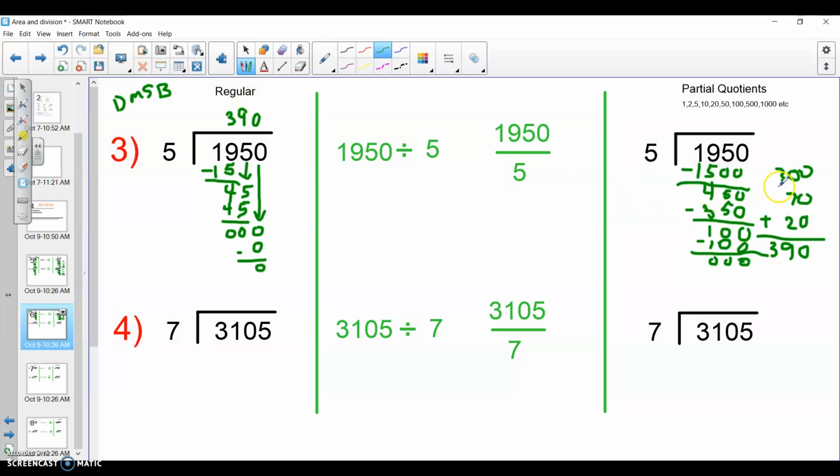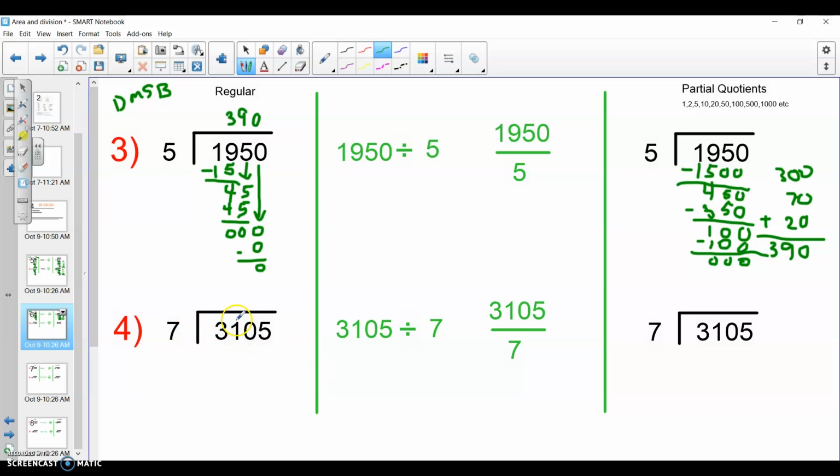Now, again, partial quotients, Allie and Addison, they could have used different numbers over here and still got the same answer, 390. Okay? They could have used 400 to begin with, and then 50, and then maybe 2 20s. Doesn't matter as long as it totals up. All right, let's begin number 4.